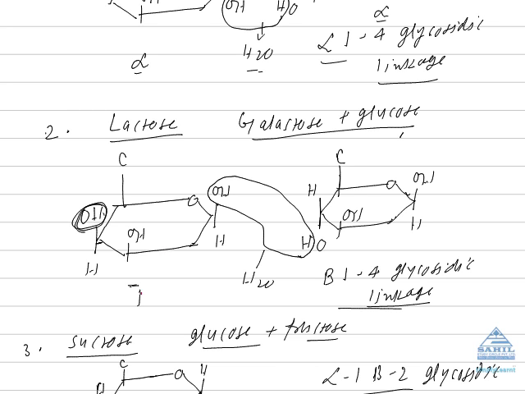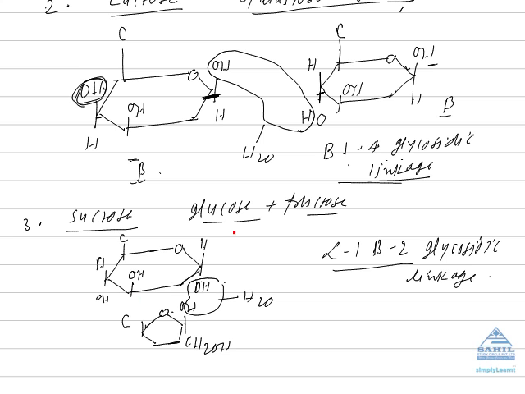And this galactose is beta galactose because at carbon number 1 hydroxyl group is written above. Similarly, in this glucose molecule, hydroxyl group is written above. So this is also beta and this is also beta. That's why linkage is beta 1,4. 1,4 means glycosidic bond is formed between carbon number 1 of galactose and 4 of glucose.